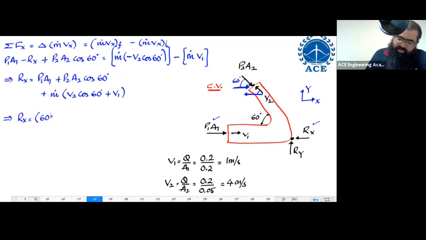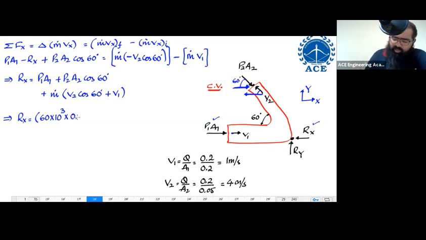So 60 into 10 power of 3, A1. Everything I'm writing in SI units, because yesterday someone told me that units confuse you. I say whenever units confuse you, act very smartly and write everything in SI units. Probably one or two steps extra will be required, but you will get the correct answer.